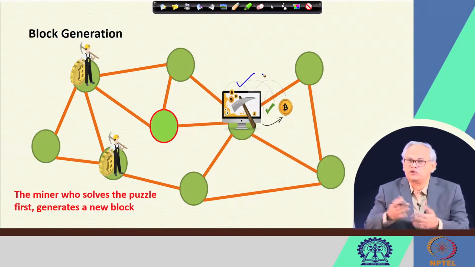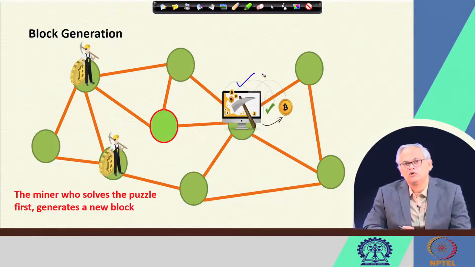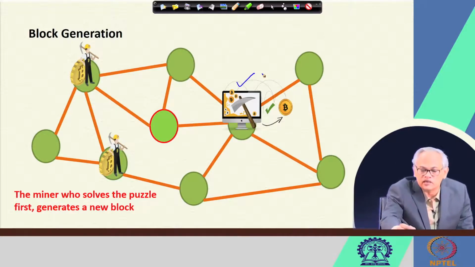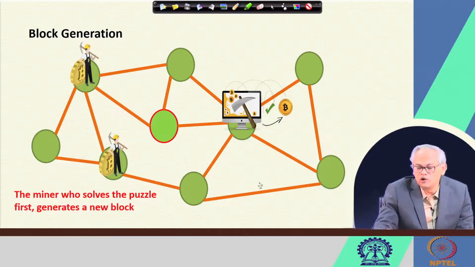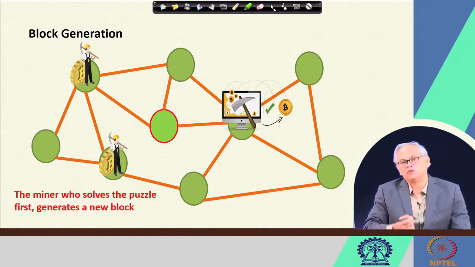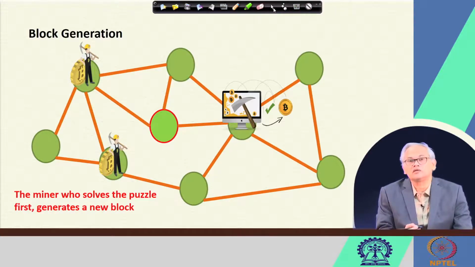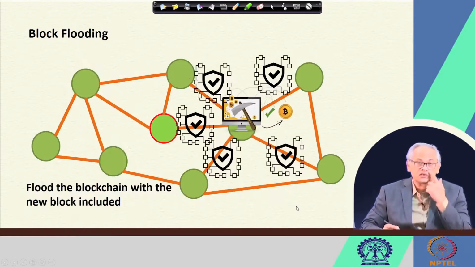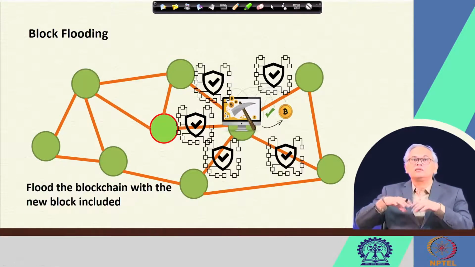But maybe they will do it for the next one, they might be able to mine the next one and get the reward and so on. So, now what has happened is that this particular node has been able to generate the new block. So, this miner has won. So, this miner gets the reward, and then now this miner will be flooding the blocks.